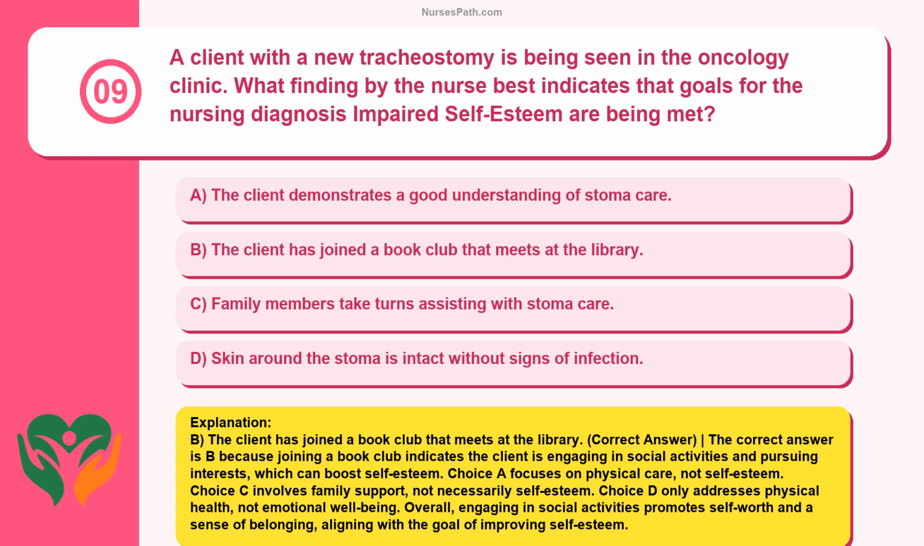B. The client has joined a book club that meets at the library. Correct answer. The correct answer is B because joining a book club indicates the client is engaging in social activities and pursuing interests, which can boost self-esteem. Choice A focuses on physical care, not self-esteem. Choice C involves family support, not necessarily self-esteem. Choice D only addresses physical health, not emotional well-being. Overall, engaging in social activities promotes self-worth and a sense of belonging, aligning with the goal of improving self-esteem.